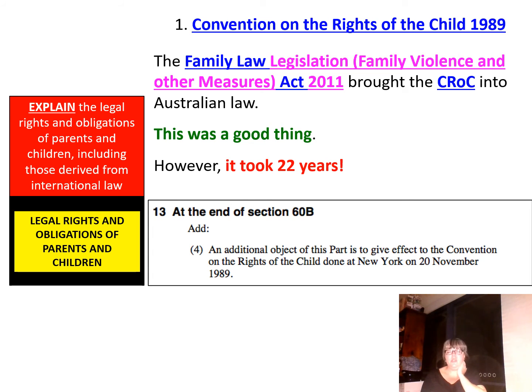It took 22 years. So as far as response, the response was a little bit slow on that one, if you're looking at evaluating. At the end of section 60B, an additional object of this part was added: to give effect to the Convention of the Rights of the Child done at New York on the 20th of November 1989. So it's specifically written into Australian law that we follow the Conventions on the Rights of the Child.